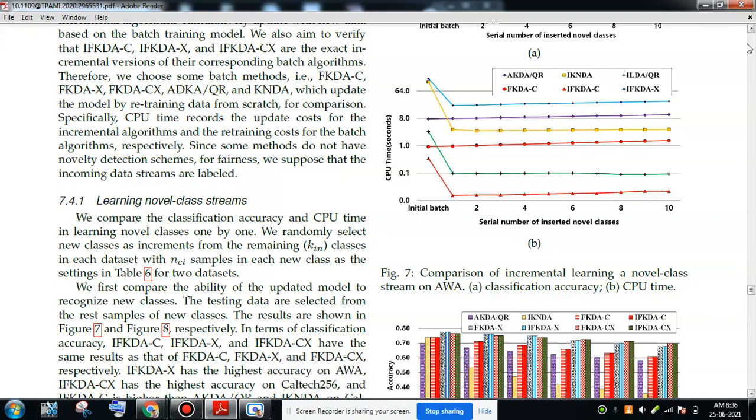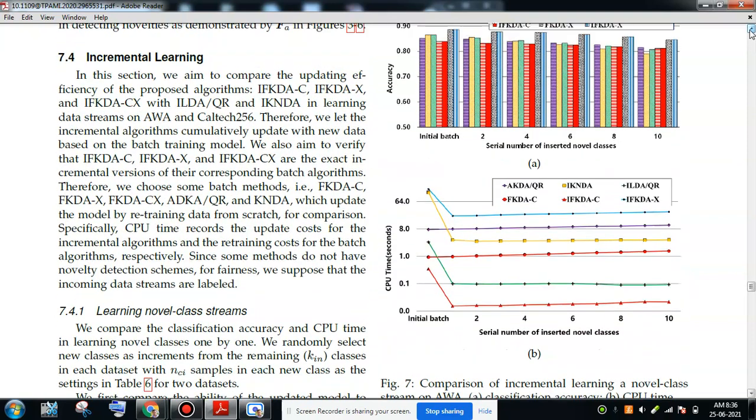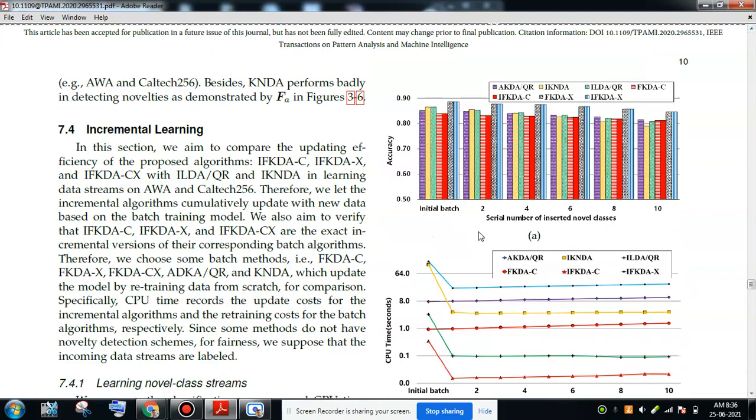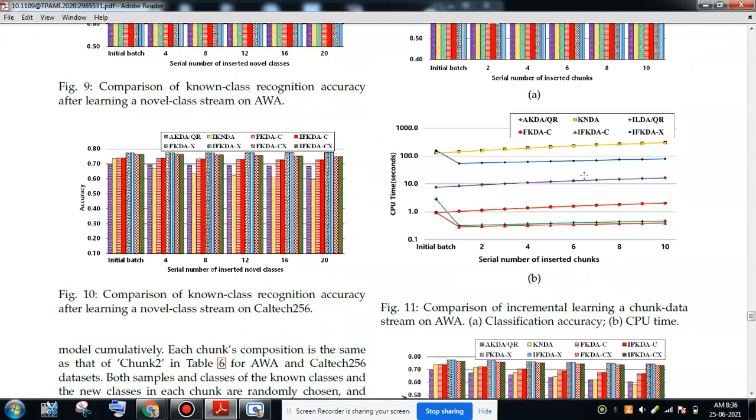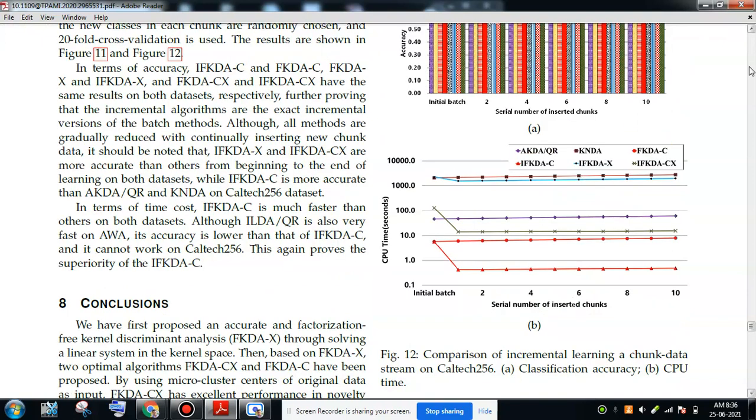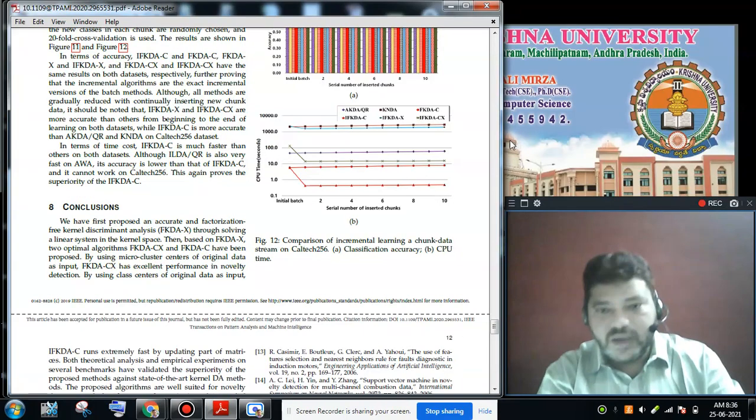Okay, so in these charts you can understand that the last four algorithms are the proposed algorithms, and the first three are the existing algorithms. So they are claiming that the accuracy of these is better. Yes, you can see it's of course better for their algorithms. So that's what the whole paper is about.